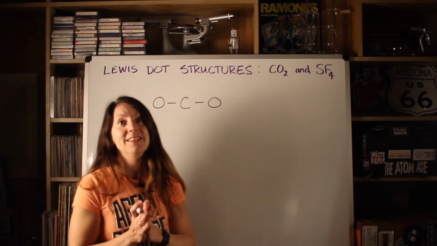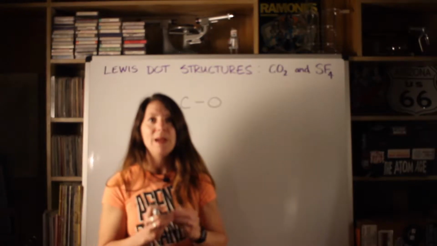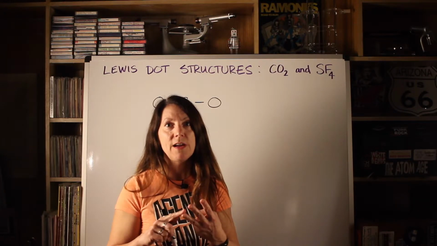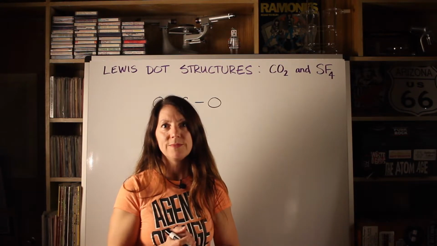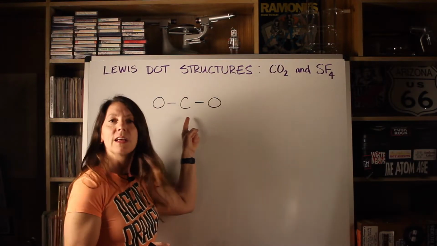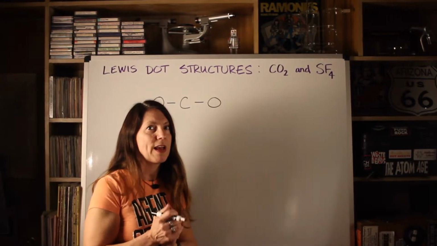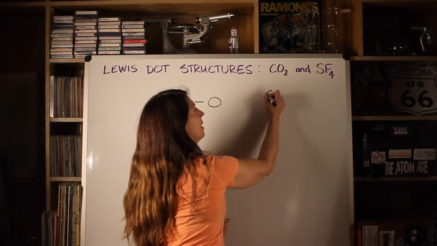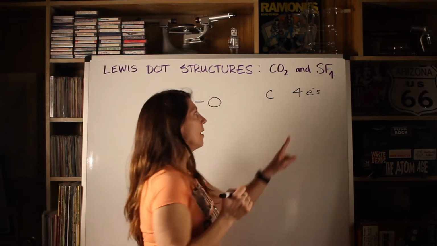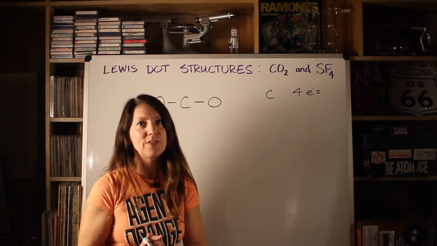Then another reason why we want to have a periodic table handy is that we want to know how many valence electrons are involved for each of the elements and overall for the whole molecule. So we look at our periodic table and decide how many valence electrons carbon has. It is going to be 4 electrons. I put a little e with a minus sign, my symbol for electrons. We're tallying up all the electrons in the molecule.